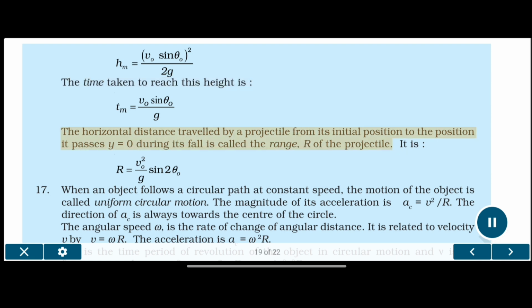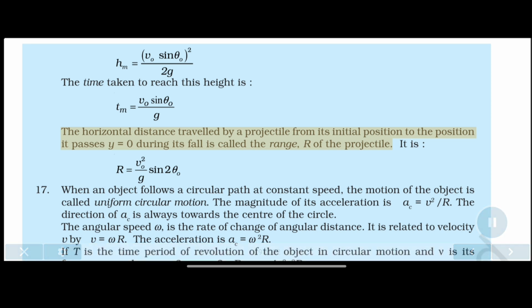The horizontal distance traveled by a projectile from its initial position to the position where it passes y equals 0 during its fall is called the range, R, of the projectile. It is given by an expression.